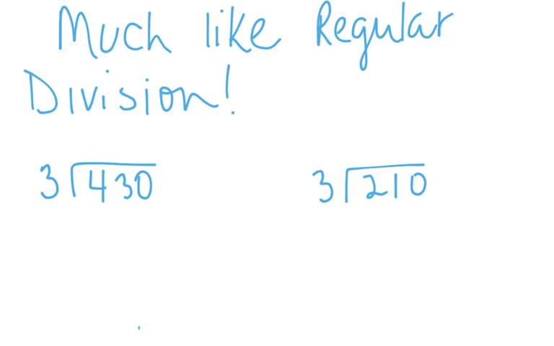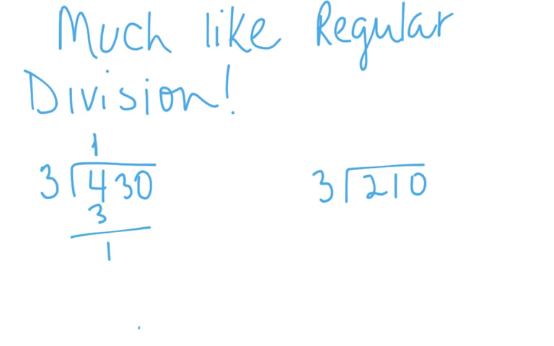So much like regular division, polynomial division follows the same rules. So let's look at these basic things that we've done since we were 7 or 8 years old. Let's take a look. So 3 divided by 430. Well, first of all, I take a look at my first two numbers. And I know that 3 can go into 4 one time, so I'm going to start there. 1 times 3 is 3, and then I subtract. We're going to do the same thing for polynomial division, and you'll see what I mean on the next slide.